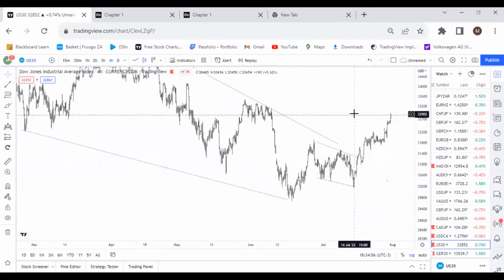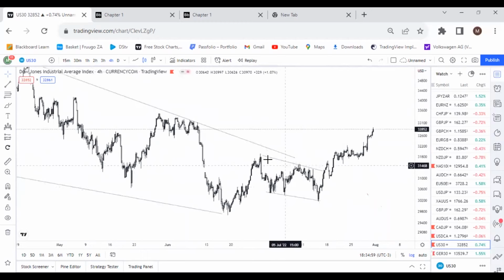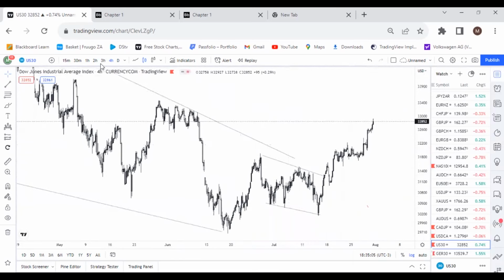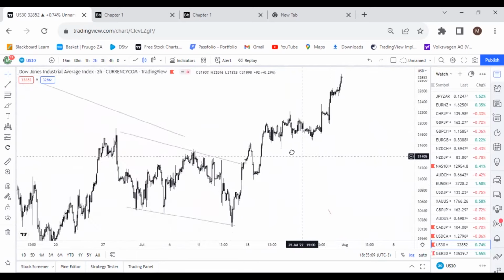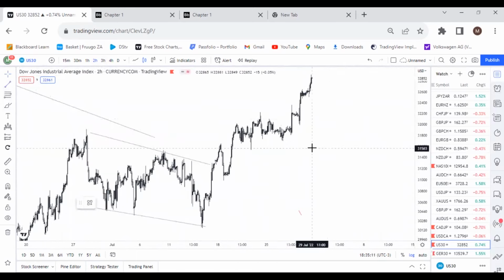and changed the trend basically. So you can see from the first flag, the price shot up, and if I scale down to the 2-hour time frame, we kind of had something similar that happened.